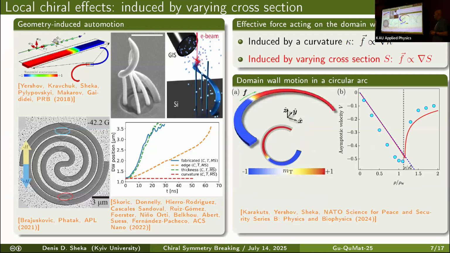And later we studied the domain wall motion due to the varying cross section, and there appear a lot of interesting results here. They will be presented today in the talk by Dr. Karakuts.